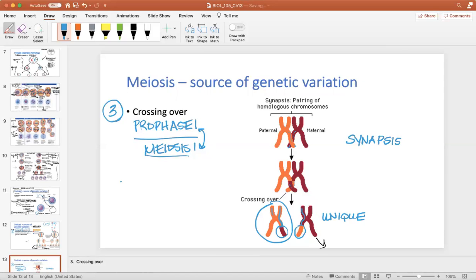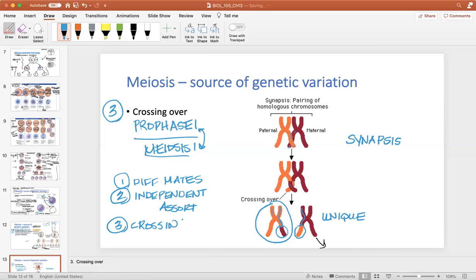So if you add these 3 features together, if you add up the fact that you can have different individuals mating, different mates, and if you add the fact that for each mate, their eggs and sperm are the result of independent assortment, in other words, random placing of maternal and paternal chromosomes, and then finally, if you add in this idea of crossing over, holy cow, you can get a ton of genetic variation.